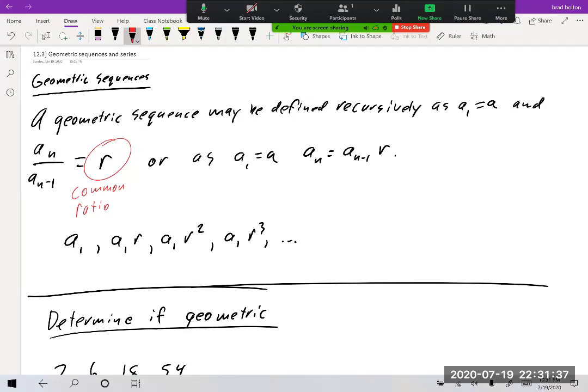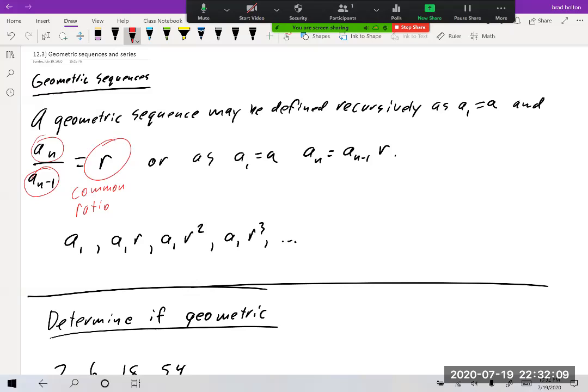This number that you multiply by, whether it's a fraction or an integer, is actually easy to identify. All you have to do is take any term and divide it by the term that came before it, and you'll get a value. Do that for any two successive terms, and you will always get the same number. So that's a way you can identify if something is geometric.